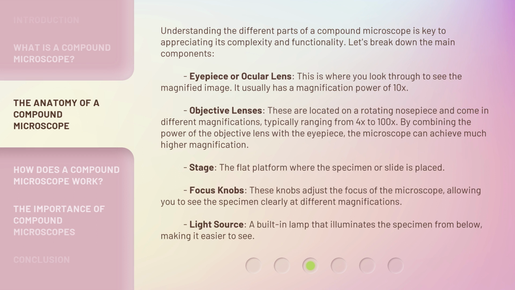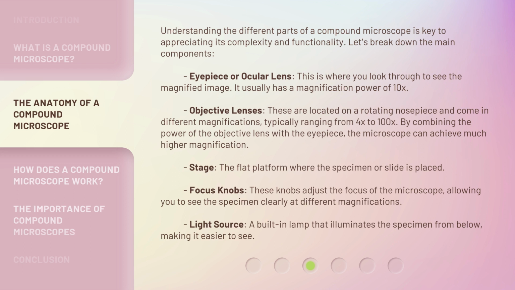Objective lenses. These are located on a rotating nosepiece and come in different magnifications, typically ranging from 4x to 100x. By combining the power of the objective lens with the eyepiece, the microscope can achieve much higher magnification.